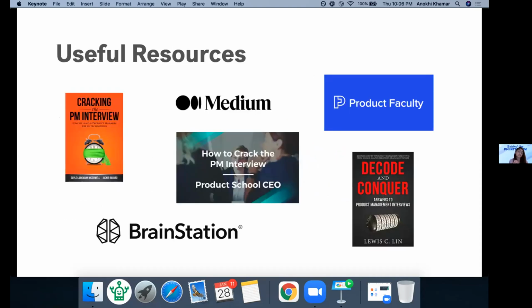And then leverage your resources. There's tons of great books out there. These are just two, Cracking the PM Interview and Decode and Conquer. But there's courses out there as well, BrainStation, Product Faculty, Product School, and then YouTube, Product Interview Case rounds. And I've watched tons of those videos to prep for any PM interview that I've had as well. And then there's tons of great writers on Medium if you're looking for some good reads on just PM generally and journeys for PMs generally.